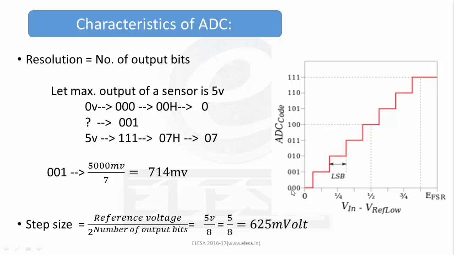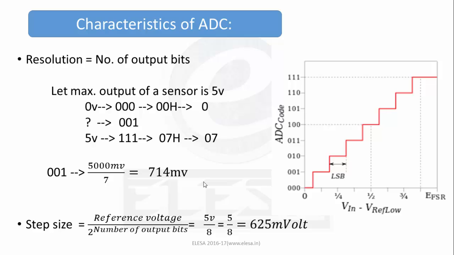But when the state changes from 0 0 0 to 0 0 1, at what instant does the state change? To calculate this, we have to know the electrical input voltage for the 001 level. I have calculated the electrical input voltage for the 001 level. It comes out to be 714 millivolt. You might be thinking how it comes. Then do a simple cross multiplication of these two things. You will get 714 millivolt approximately.